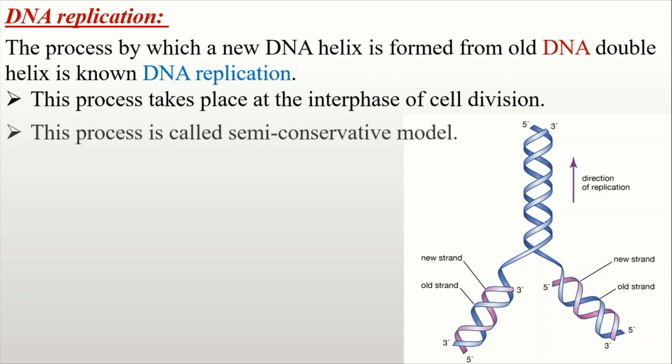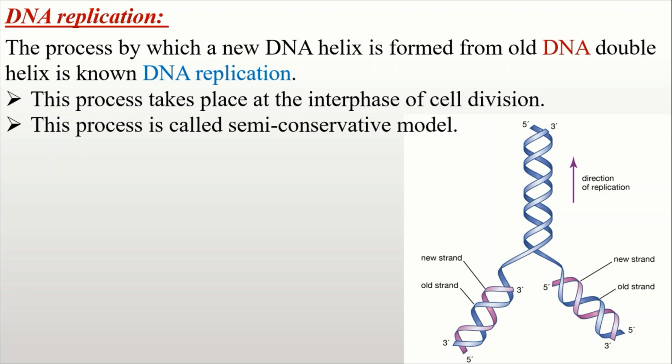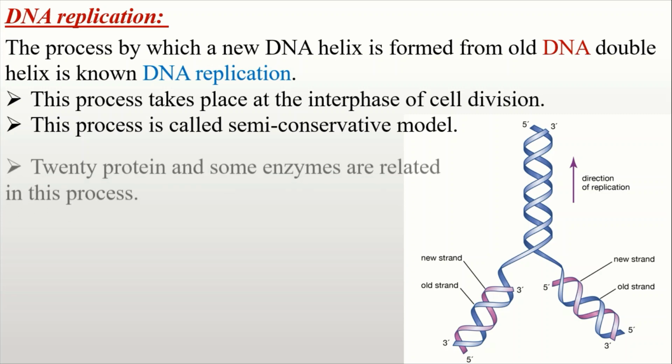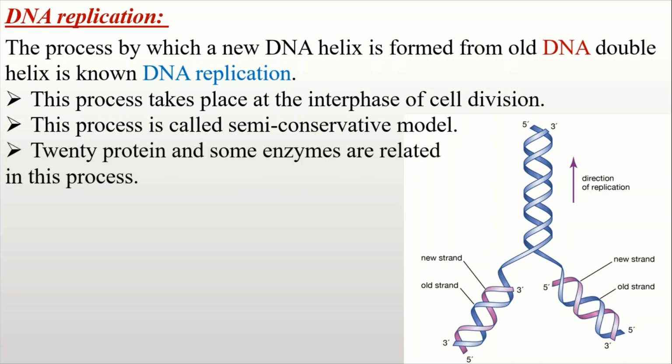The replication mechanism proposed by Watson and Crick is quite simple. In the newly formed daughter DNA molecule, one strand will be old and another will be new. This is known as the semi-conservative replication model. About 20 proteins and some enzymes are involved in this process. These components are known as DNA replicase.